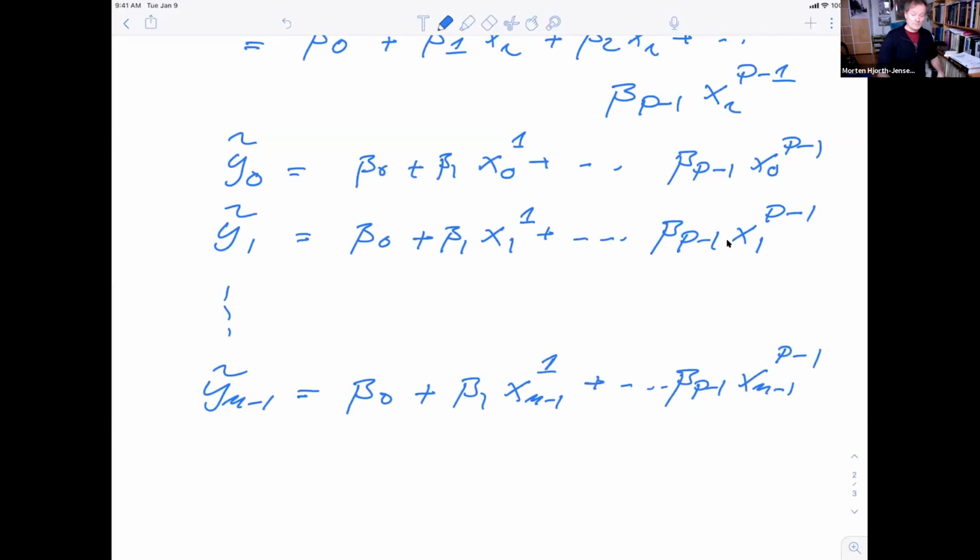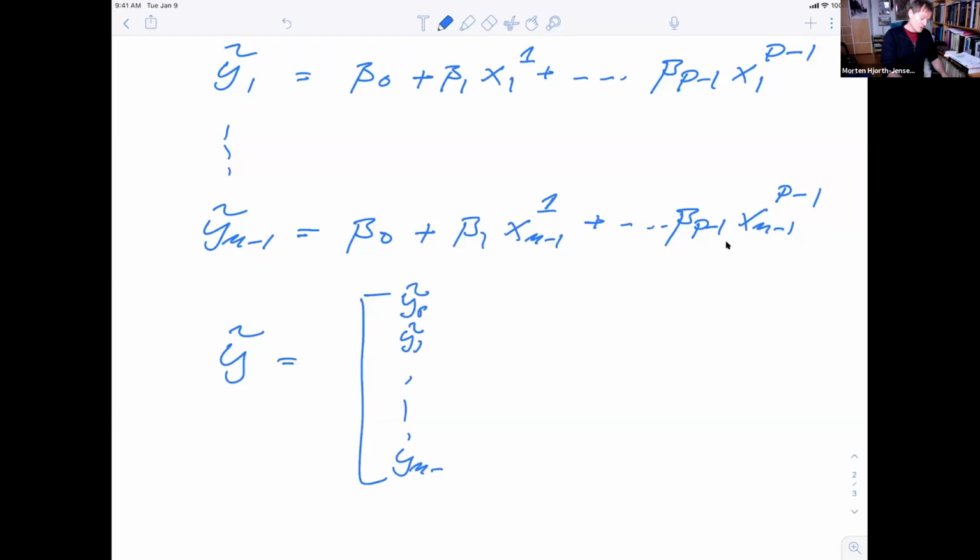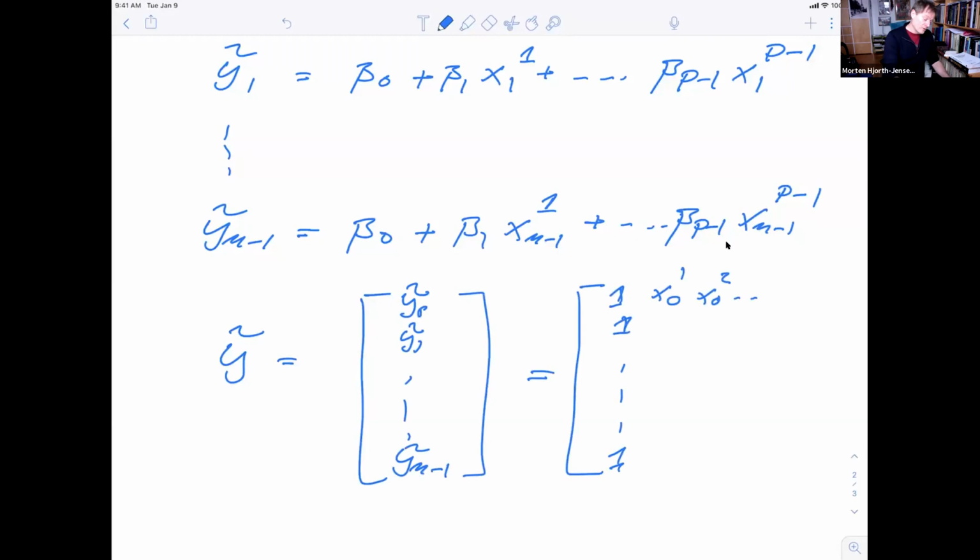And guys, it shouldn't come as a surprise if I rewrite this now as a matrix, right? And that's what's going to simplify life a little bit. So I'm going to assume now that this y here is a vector. So remember now that y would now be a vector which contains y0 tilde, y1 tilde, up to yn minus 1 tilde. And that's going to be given now by a matrix. And we see now that we would have ones here, all the way down here, just ones. And then we would have x0 to the power of 1, x0 to the power of 2, and this goes all the way to x0 to the power of p minus 1.